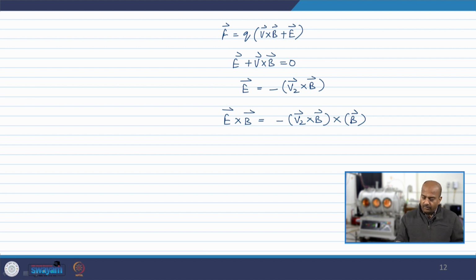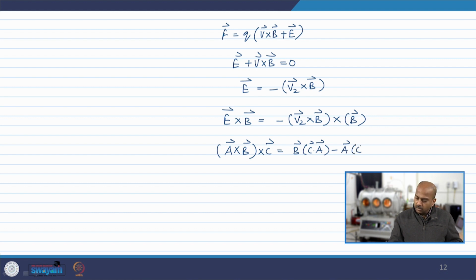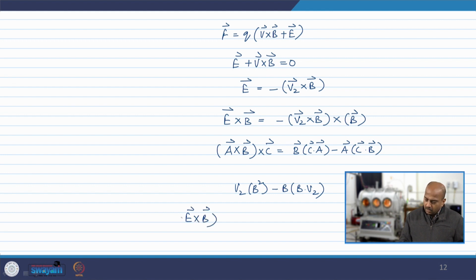Okay. So, we have to use the formula of the triple vector product: A cross B cross C is equal to B times C dot A minus A times C dot B. So, if I use this here on the right hand side, I will get V2 times B square minus B times B dot V2. So, E cross B is equal to V2 B square minus B times B dot V2.